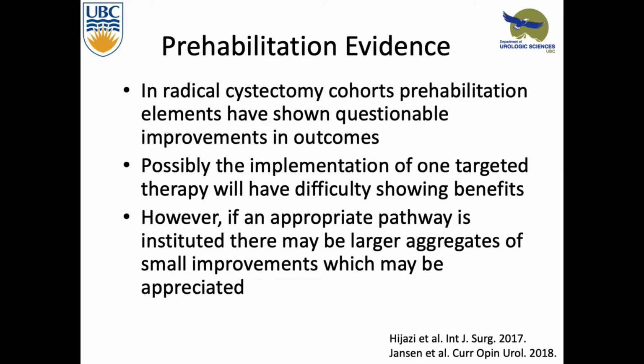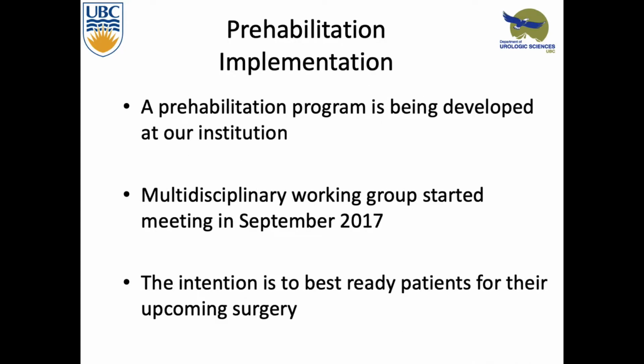So if you look in the urologic literature, in the radical cystectomy cohorts, these elements have been showing questionable improvements in outcomes. And possibly the implementation of one targeted therapy will have difficulty showing benefit. But if you implement a pathway, there may be larger aggregates of smaller improvements which may be appreciated and help with patients navigating through their surgery.